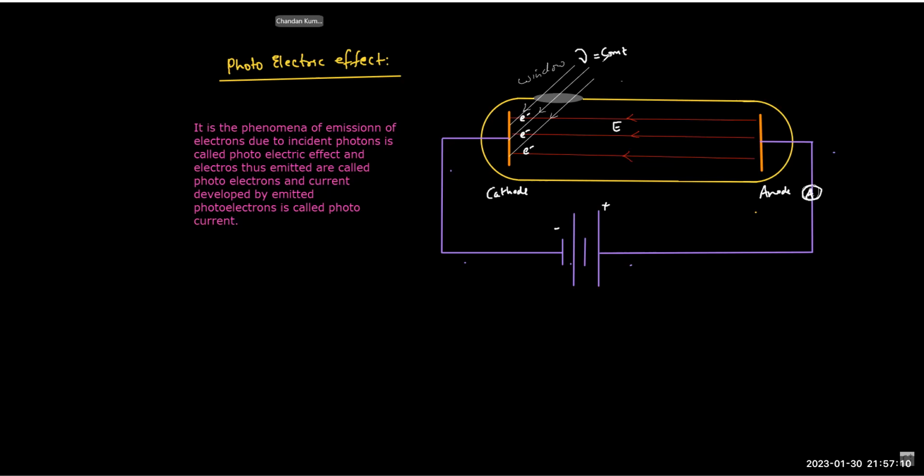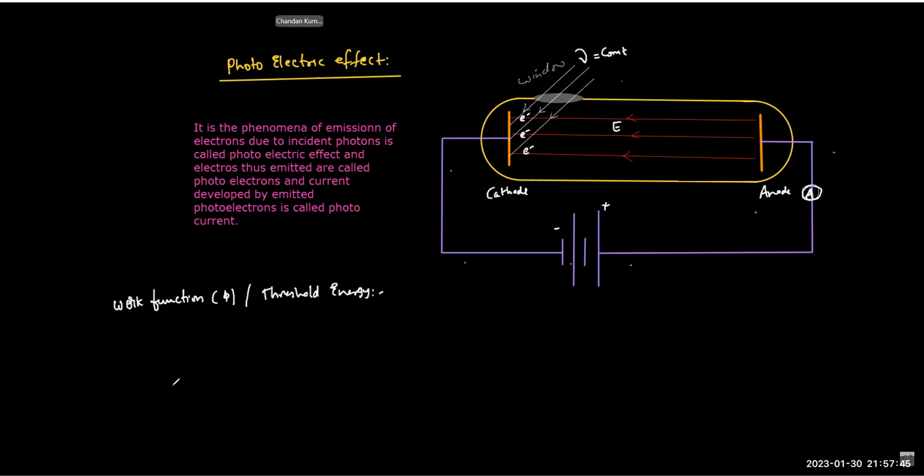So here we define certain terminology which we should be aware of. We should know something called the work function. You can also think of it as the threshold energy. So work function or threshold energy. Now, what is this work function?